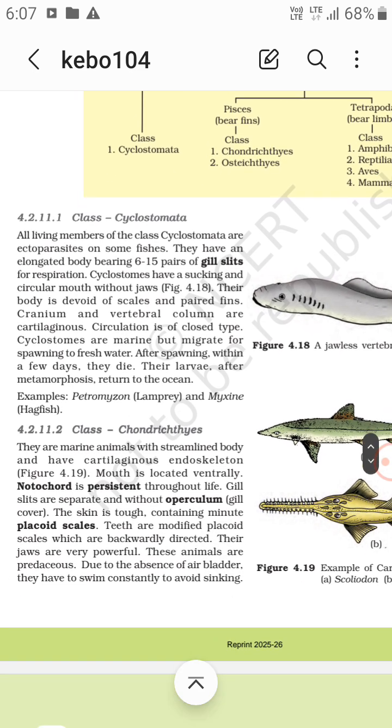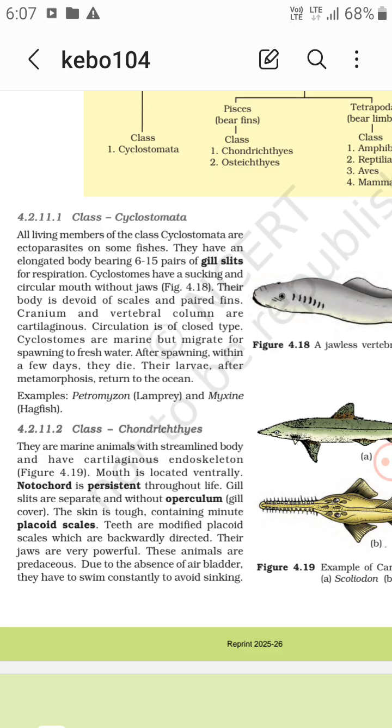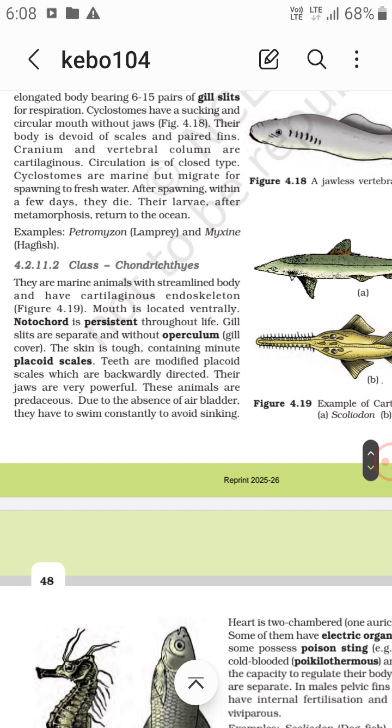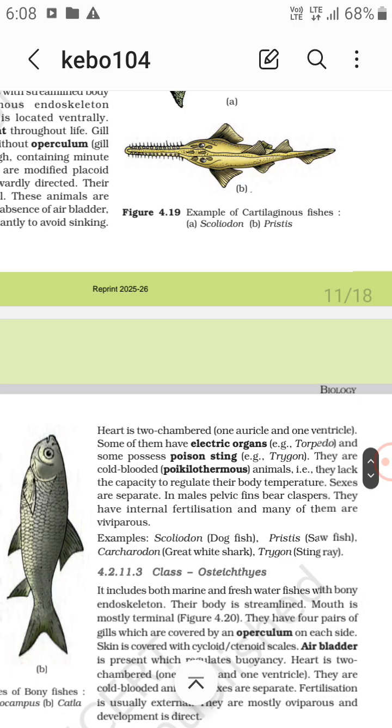They are marine animals with streamlined body and have a cartilaginous endoskeleton. Mouth is located ventrally and notochord is persistent throughout life. Now the skin is tough and contains minute placoid scales. Teeth are modified placoid scales which are backwardly directed. Due to the absence of air bladder, they have to swim constantly to avoid sinking. So these are the Chondrichthyes.